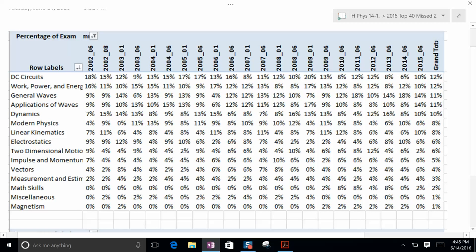If you'd like to know how the topics show up or at what rate they show up, I've counted all the questions from these different topics, at least these broad topics, and you can see the exam across the top, and you can see the percentage of the exam that had those questions on it. It's been very stable, as you can see.